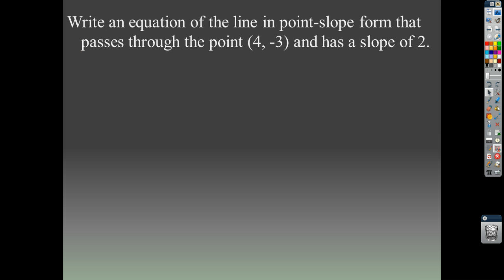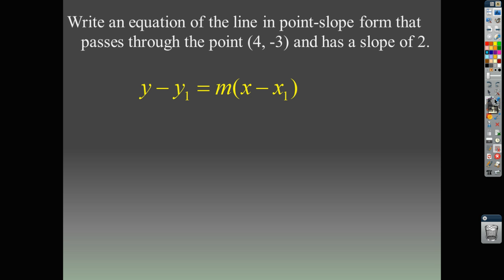So let's go ahead and write an equation of a line in point-slope form that passes through the point (4, -3) and has a slope of 2. So all we're going to do here is y minus, and now what I like to do is label this as (x1, y1), so that I don't forget that the second point is the point that goes in here.